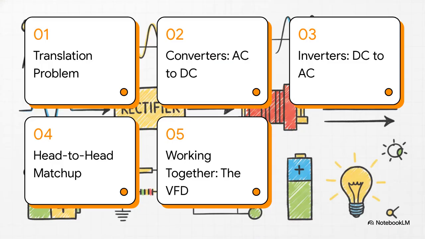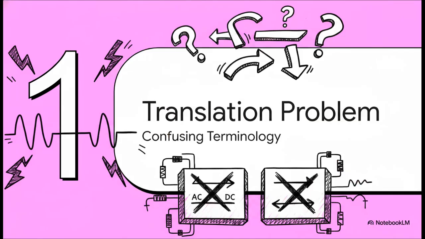Let's dive right into this. We'll start by looking at the power translation problem, then check out converters going from AC to DC, and inverters going from DC to AC. After that, we'll put them in a head-to-head matchup, and finally, we'll see what happens when they work together in a VFD. Section 1. The power translation problem.